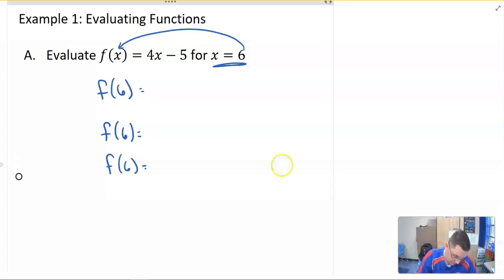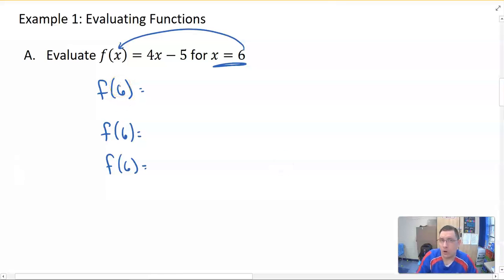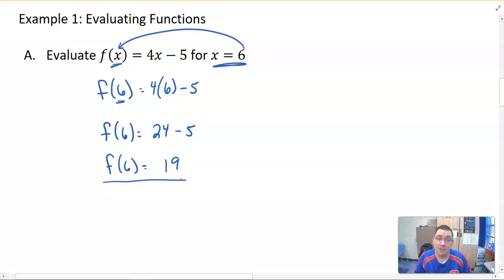Now, we're plugging in 6 for our independent variable. Everywhere that we see the x, I'm going to replace it now with 6. So I've got 4 times 6 minus 5. We do our order of operations. Multiplication first. 4 times 6 is what? 24. And 24 minus 5 is what? 19. And so what we get is that f of 6 is equal to 19.